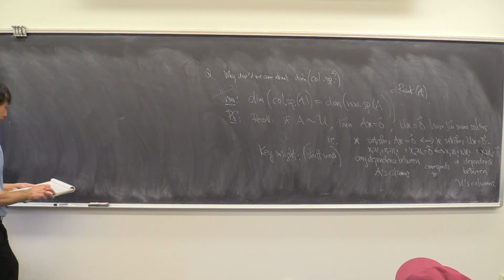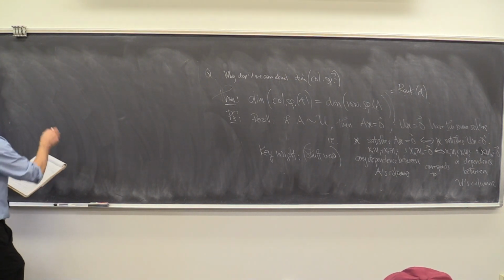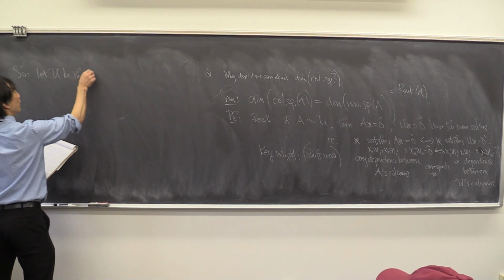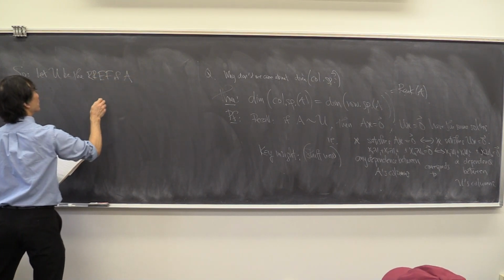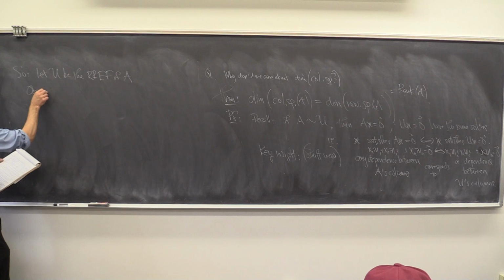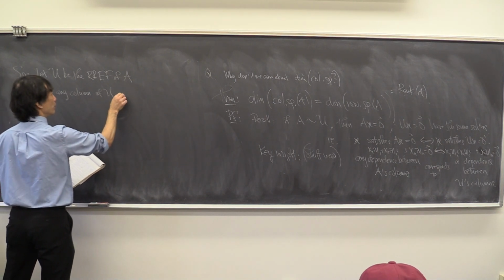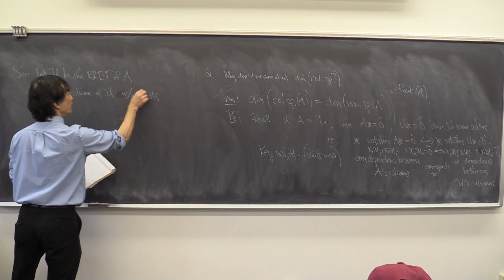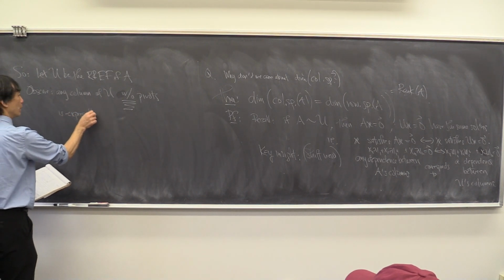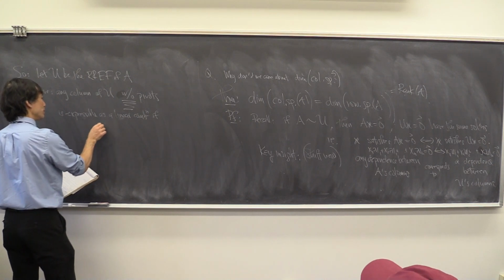Okay. So let U be the reduced row echelon form of A. Now observe, any column of U that doesn't have pivots, any column of U without pivots, is expressible as a linear combination of those with pivots.